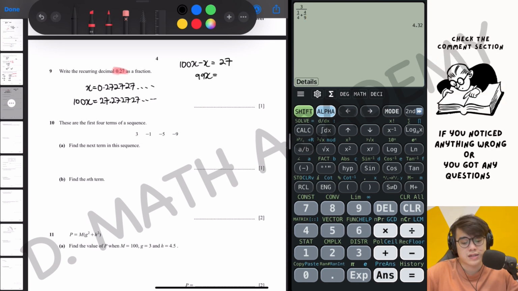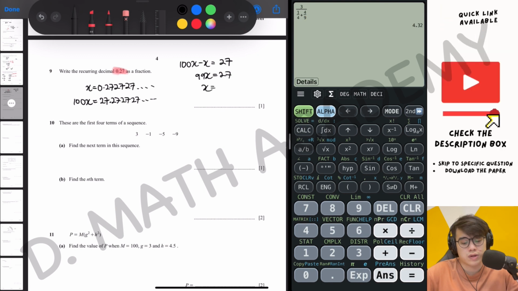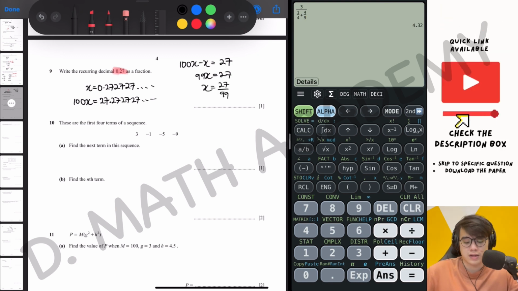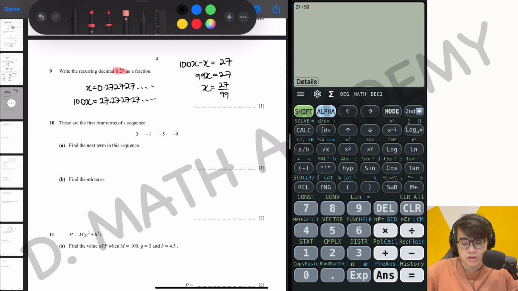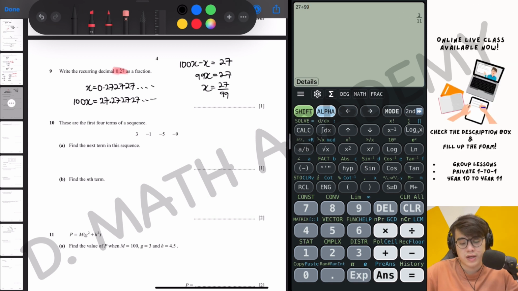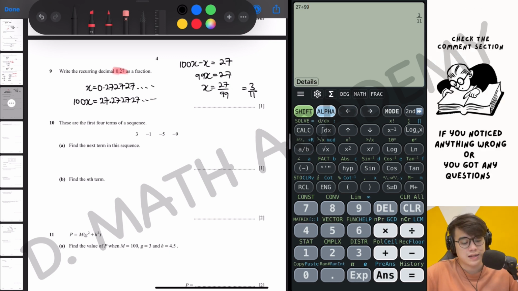So 99x equals to 27. x will be 27 divided by 99. So your final answer for this will be 3/11. So that's how you get this done.